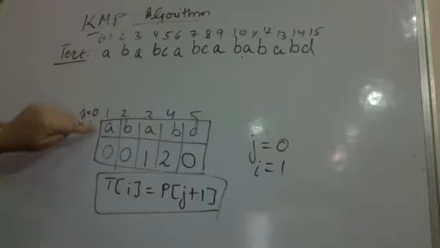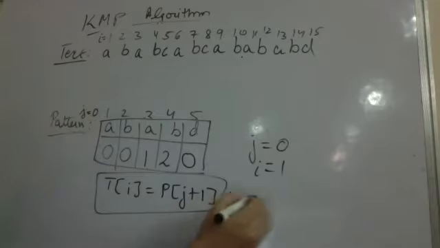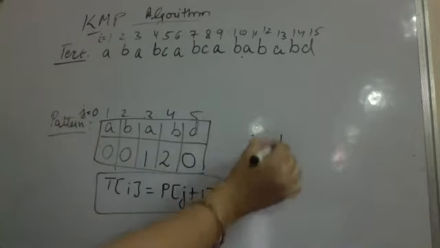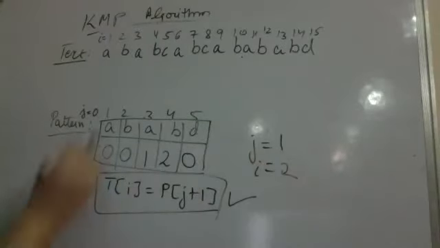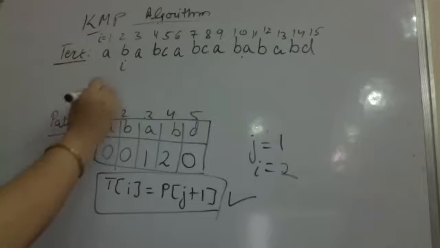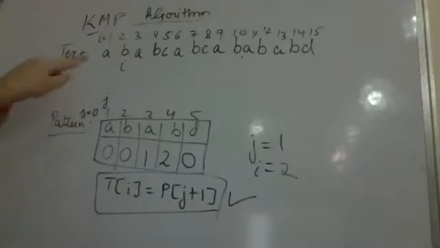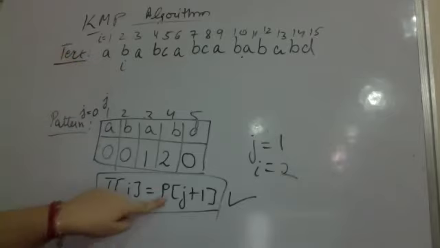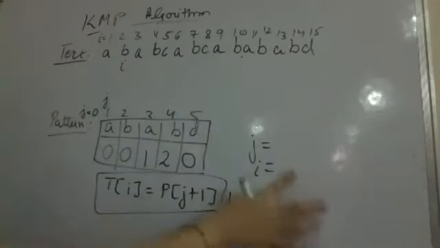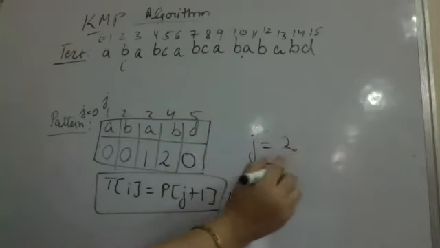A is equal to A is true. If the condition is true, I increment both I and j. So j becomes 1, I becomes 2. j comes here and I comes here. I again check whether text of 2 is equal to pattern of j plus 1. So this b is equal to this b. Is it true? It is also true. Again increment both the values. j becomes 2, I becomes 3.